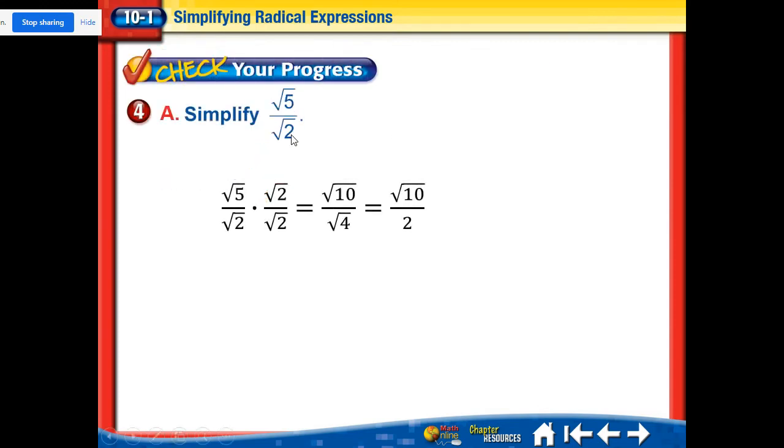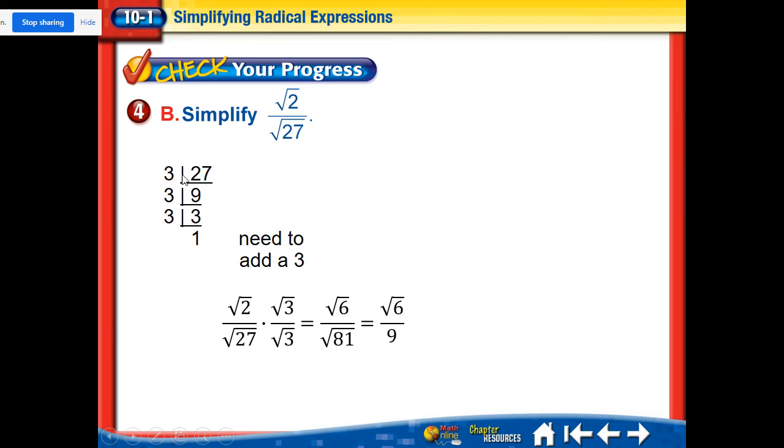All right, here's 5 square roots of 2. I got to pair up the 2. I'm looking at the denominator first. That's where I start. So 2 with 2 gives me 4. I pair up with the 2 on top, and that gives me 10. So I have the square root of 10 over 2. And that's all I can do.